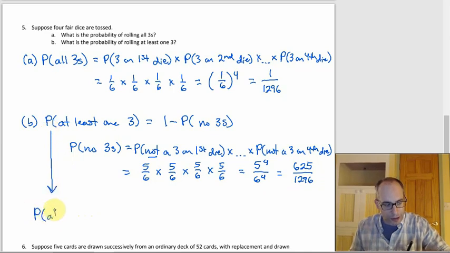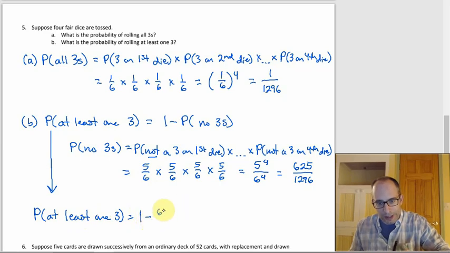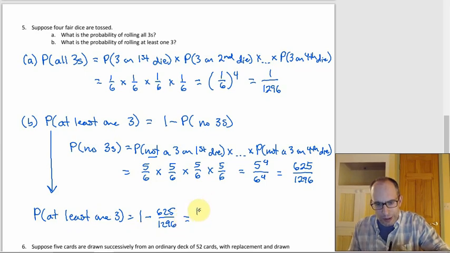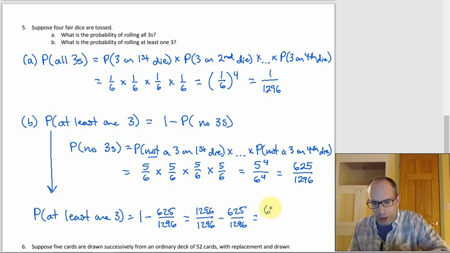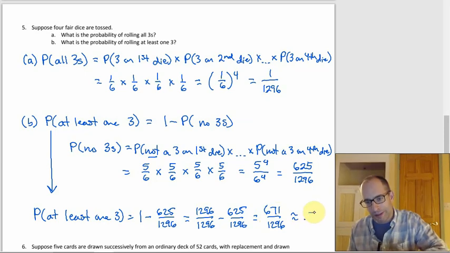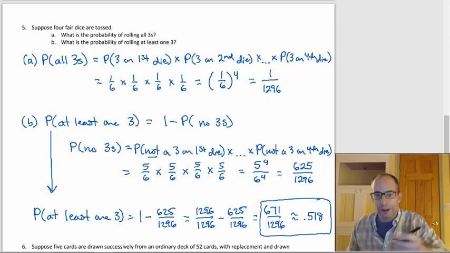All right. So then we can follow this, and now we can actually do what we want. So the probability of at least one 3 is going to be 1 minus 625 over 1296. And that would be 1296 over 1296 minus 625 over 1296, which should then be 671 over 1296. Or 0.518 as a decimal. So there we go.